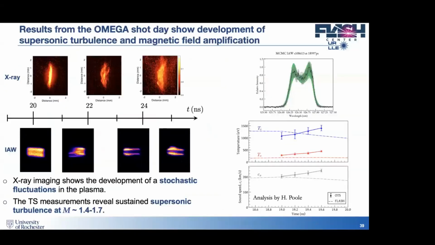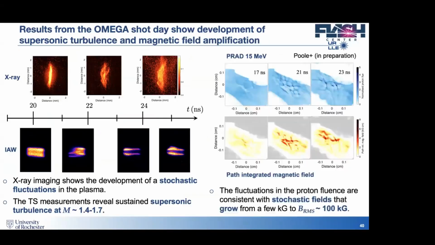But essentially, we had a rather successful shot day this last summer in which we were able to show that the turbulence that we were able to generate resulted to be supersonic with Mach numbers slightly above unity. And we were able to also measure the magnetic field amplification and properties of the amplified magnetic field in supersonic dynamo. This is something that will also show up shortly and will be presented by Hannah Poole, our postdoc at the upcoming APS.